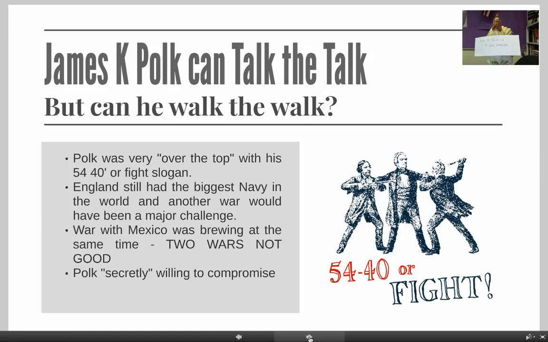As we will learn in the next topic, Polk is also plotting a war with Mexico. You really cannot fight two wars with two different countries at the same time. That would be a rather, well, dumb idea. So Polk is really secretly willing to compromise on this 54-40 or fight slogan. He's willing to make a deal with England. He just has to get England to agree to this compromise and avoid war with them.